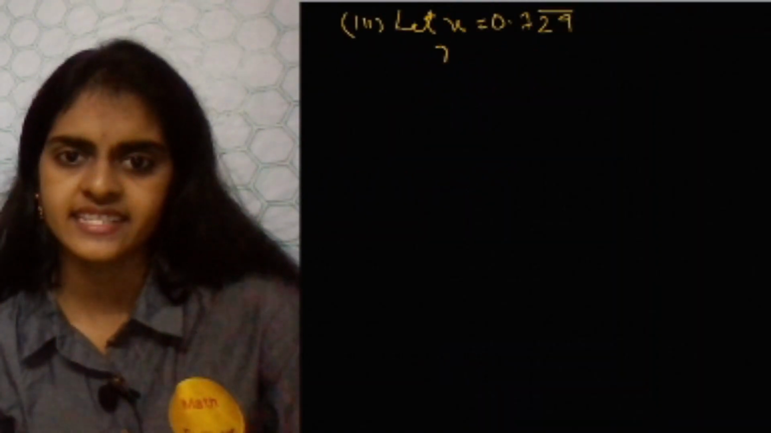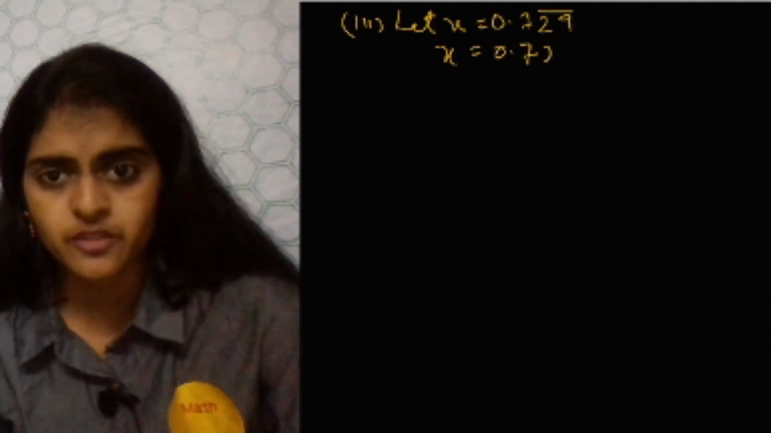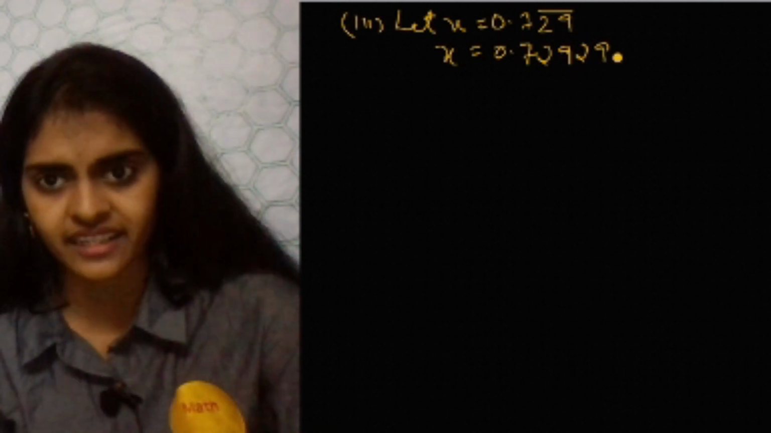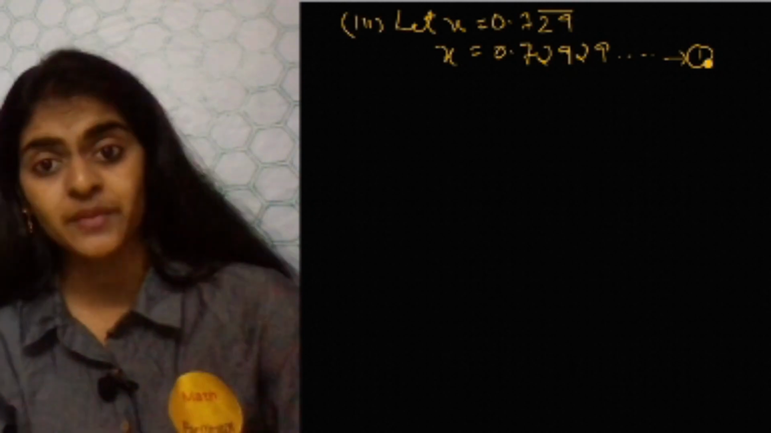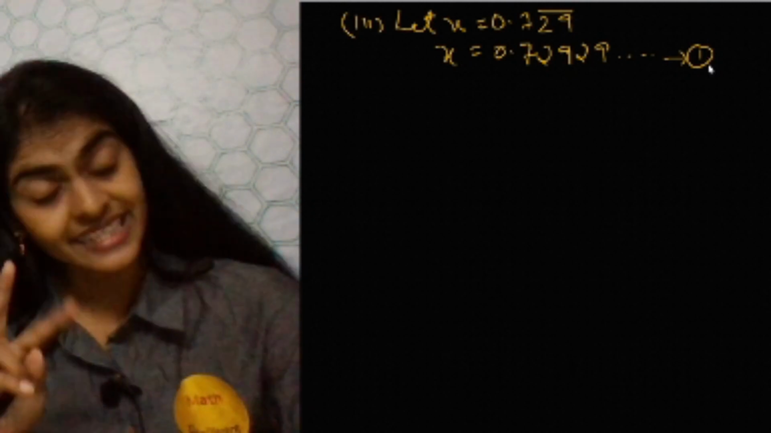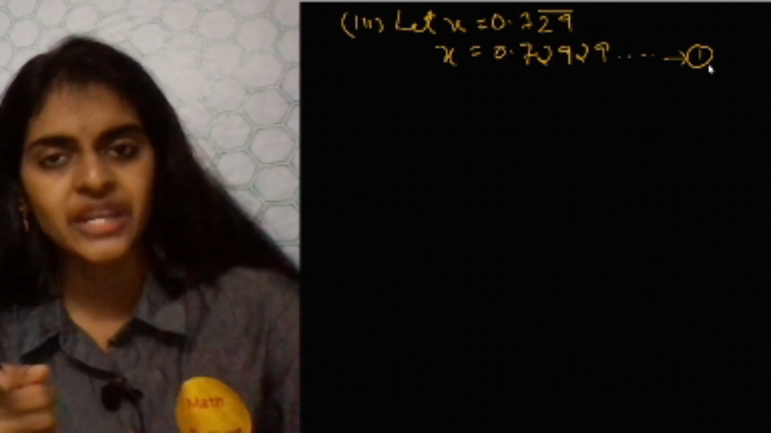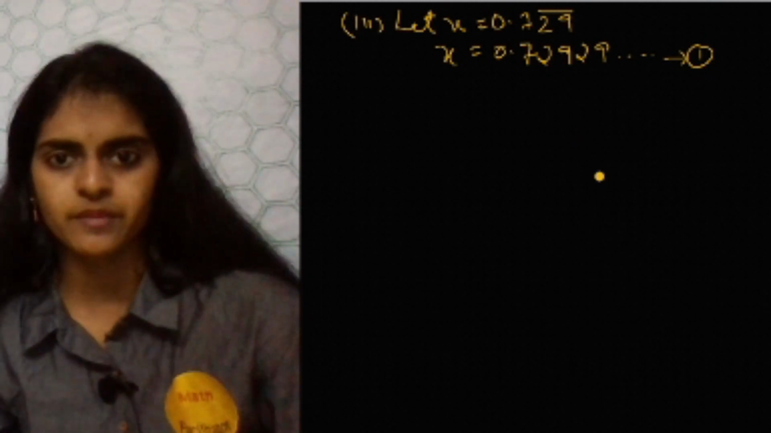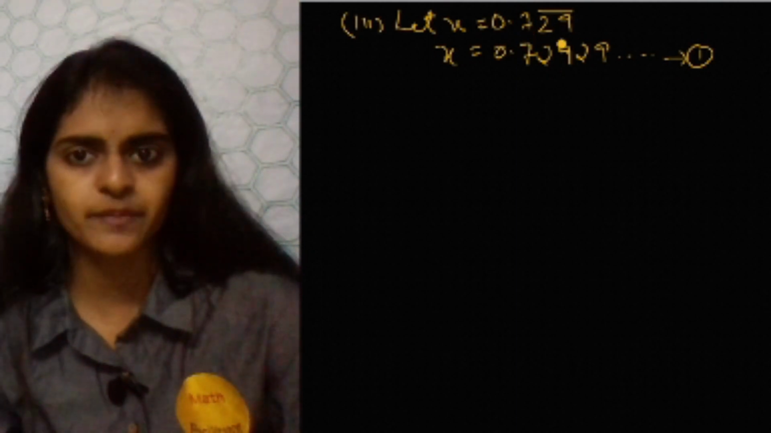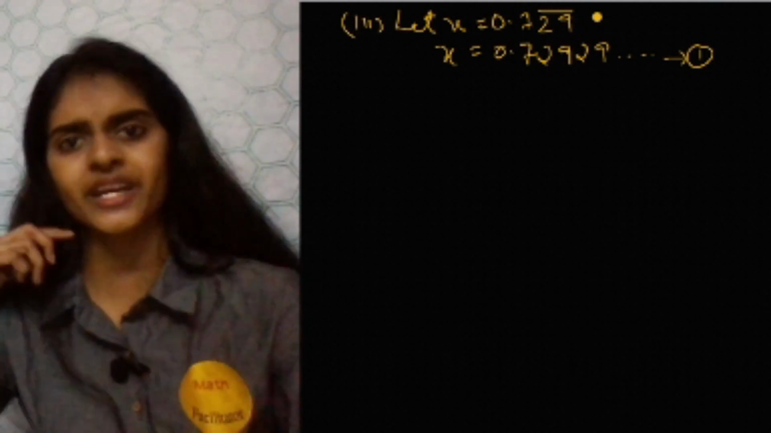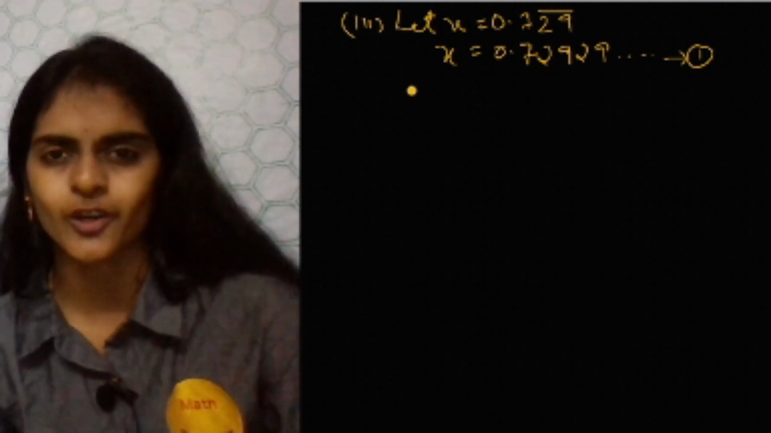So x is equal to 0.729 bar. Now the bar is only on 2 and 9, which means only 2 and 9 are repeating. Can you tell me which type of decimal this is? It is non-terminating, repeating, but it is mixed recurring. You have some decimal which is not repeating. This 7 is not repeating, but it is a decimal place, isn't it? This decimal place is not repeating, and these decimal places are repeating. So this is called a mixed recurring decimal. We have discussed all these things.